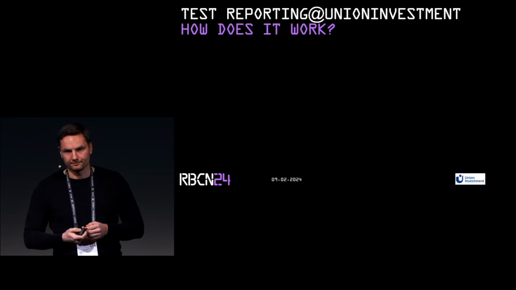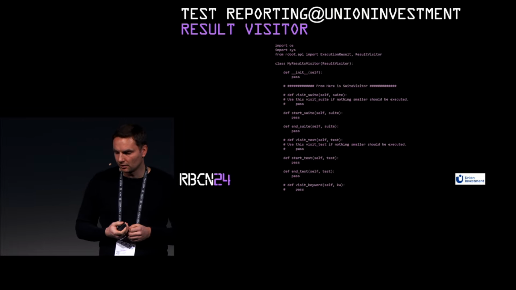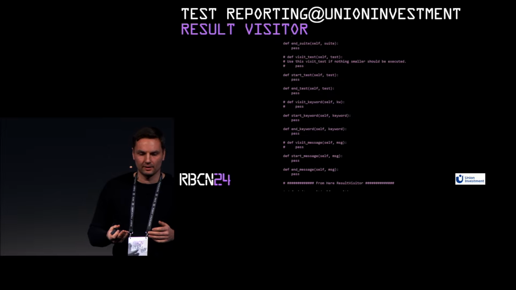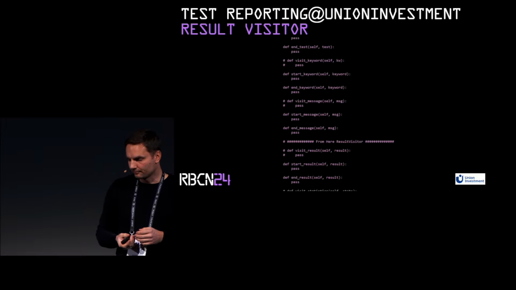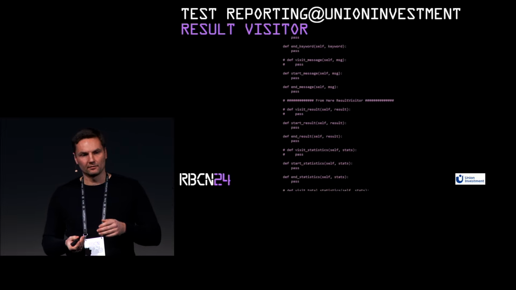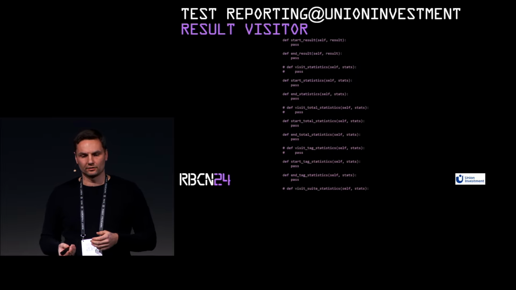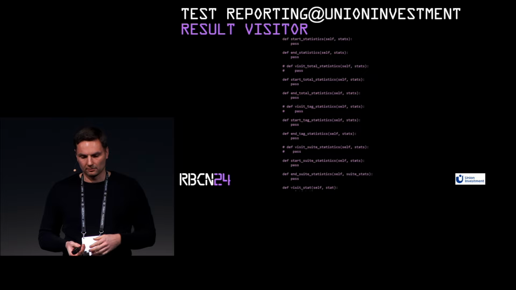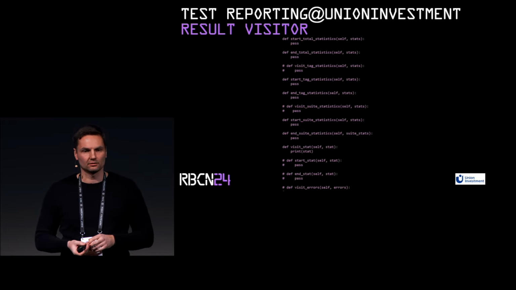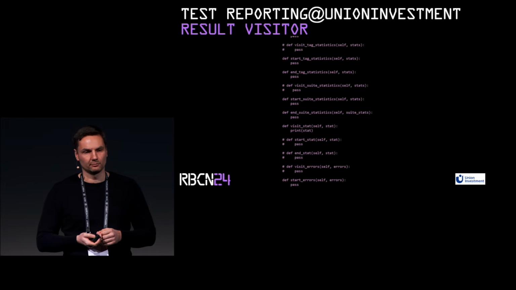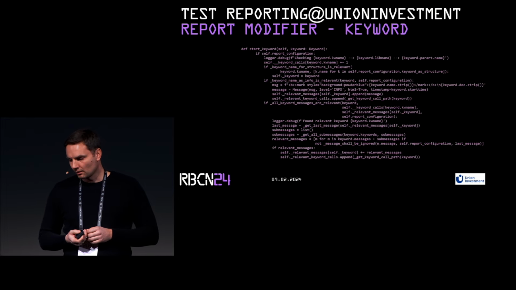How does it work? Probably you all know the standard result visitor. With the result visitor, we're able to modify the data at any time. So it starts suite, start test, start keyword, start message, and once back, end message, end keyword, and test and suite. And that's the key to how we implemented it.